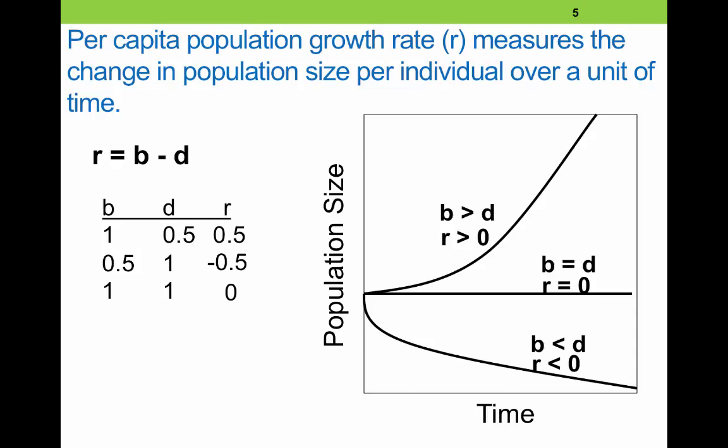Sometimes the number of births in a population is greater than the number of deaths, and sometimes the number of births is less than the number of deaths. What happens to the population in these two instances?